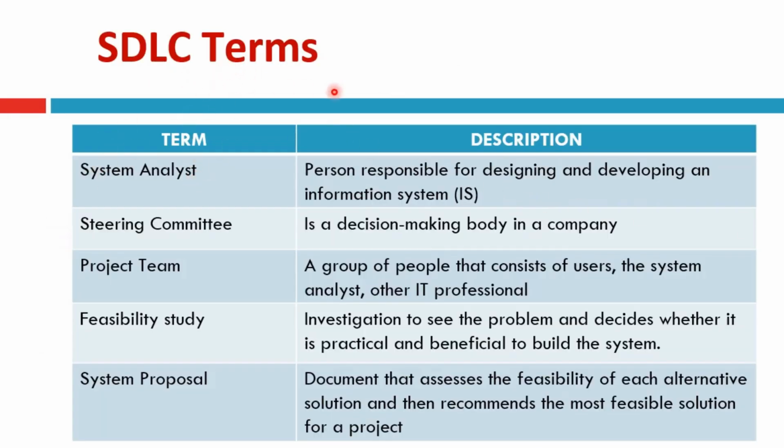Okay, so these are the terms that you will find during this lesson, during this video. So who is the system analyst? The system analyst is the person responsible for designing and developing an information system. Okay, so the system analyst is the most important person in the project team, responsible for the designing and developing. The key person, you could say. Now, who is the steering committee? The steering committee is a group of people who are involved in decision making.